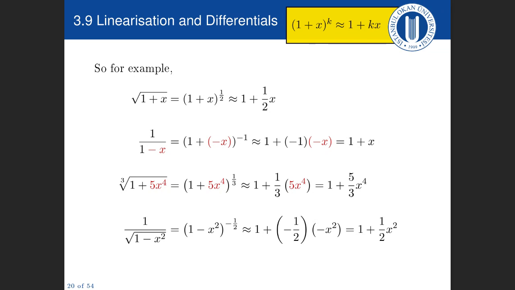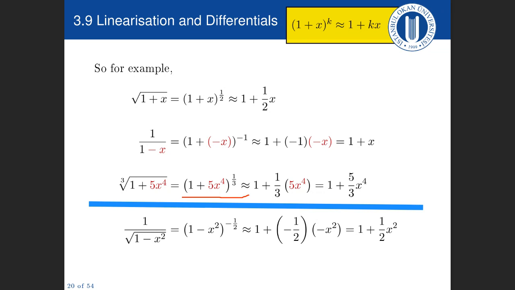What about the third one? Here I have 1 plus 5x to the power 4, to the power a third. So k is going to be a third. It's going to be 1 plus k something. So 1 plus a third and then the something. And what is the something? Instead of x, I actually have 5x to the power 4 here. So the something is going to be 5x to the power 4. Simplify that, 1 plus 5 over 3, x to the power 4.